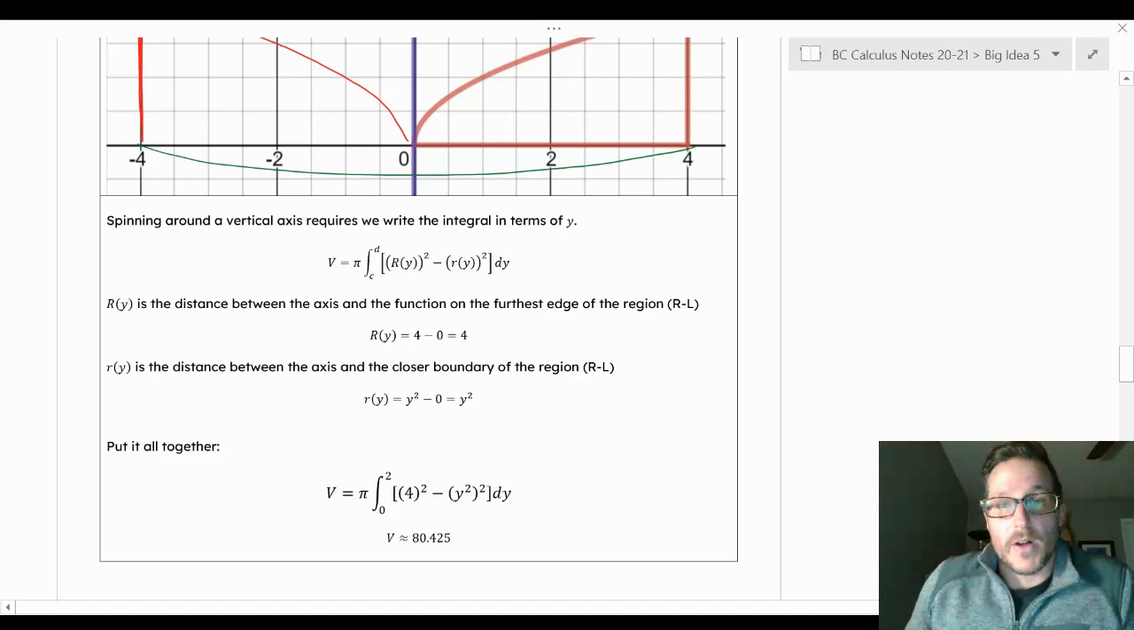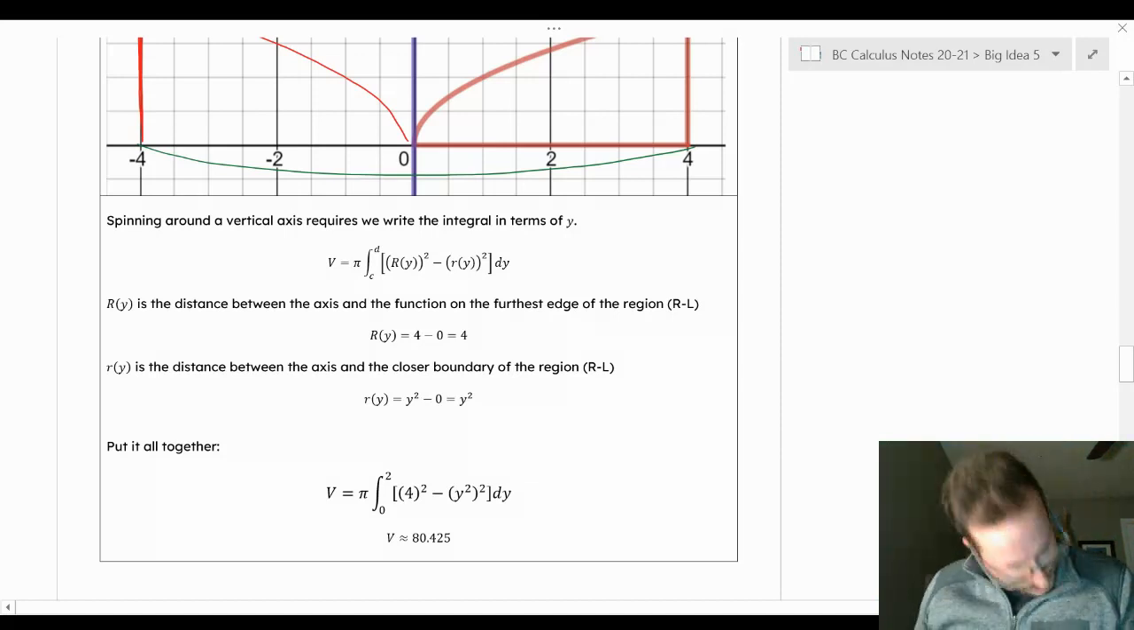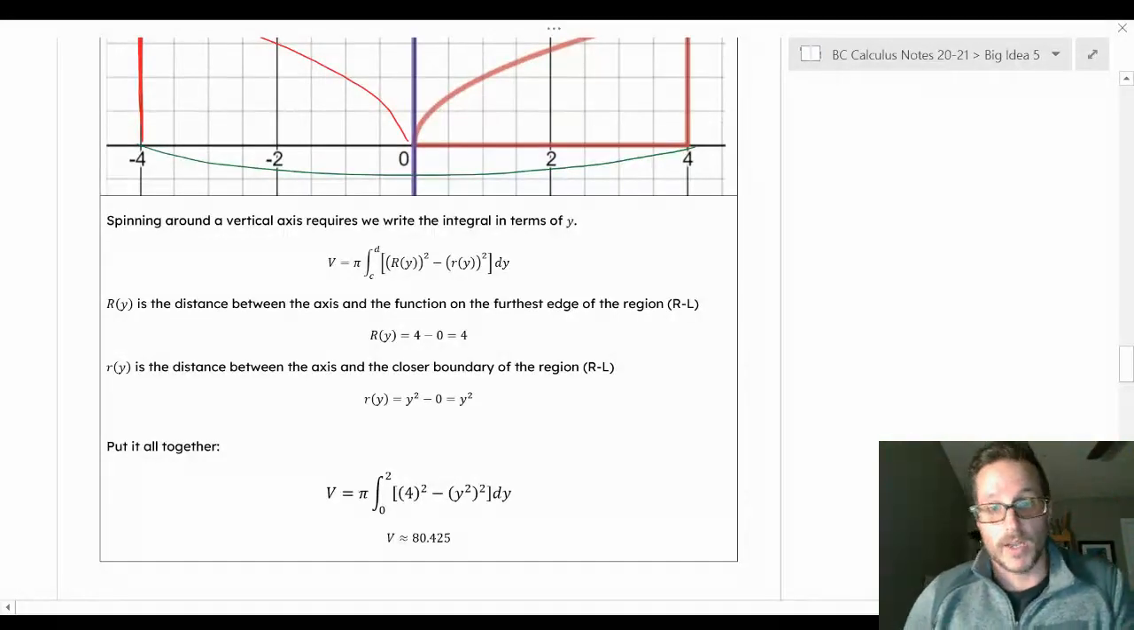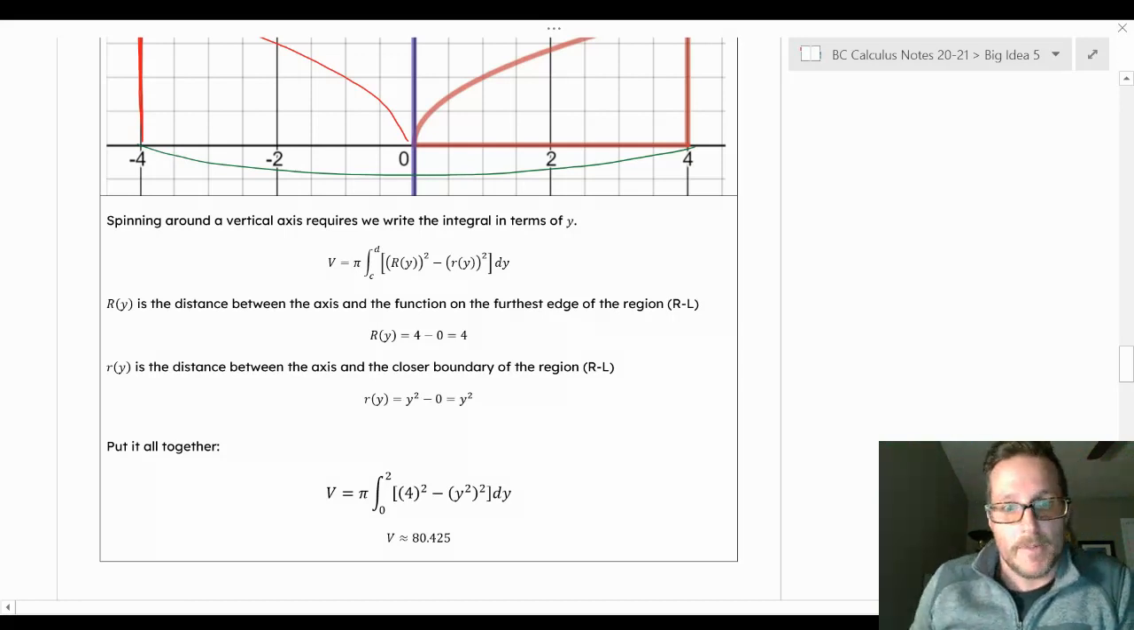So the volume of that funnel, the coin receptacle, would be the integral from 0 to 2, because this is in terms of y, that region lives 0 to 2. Of big radius squared minus small radius squared, so 4 squared minus y squared squared. I know that's y to the 4th. I know, simplify to your heart's content, but I'm just subbing them into the formula right now. And then multiply that thing by pi, and you get approximately 80.425. Big deal, right? It's the setup that you're here for. Okay.